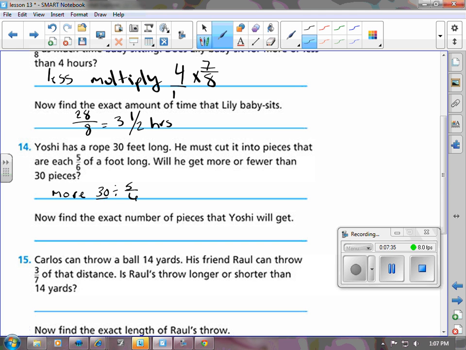5/6. Remember, that's like putting this over 1, and then go ahead and flip it. 30 over 1 times 6/5. And then I can simplify. 30 divided by 5, right, is what I'm doing here, is 6. So then I've got 6 times 6, which is 36 pieces.